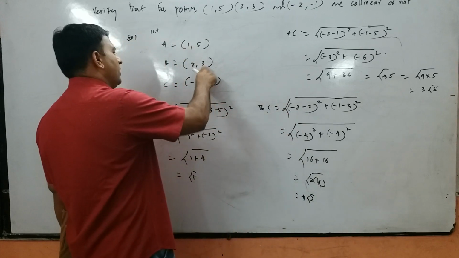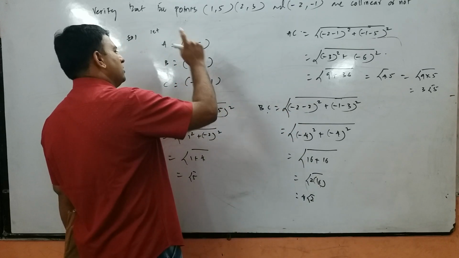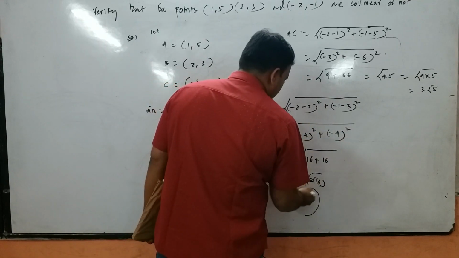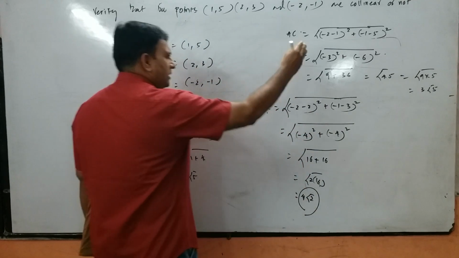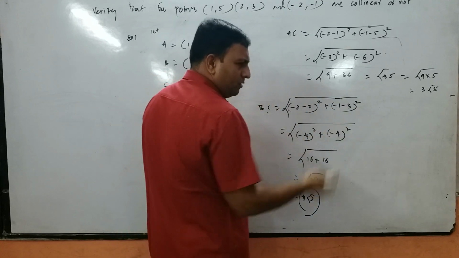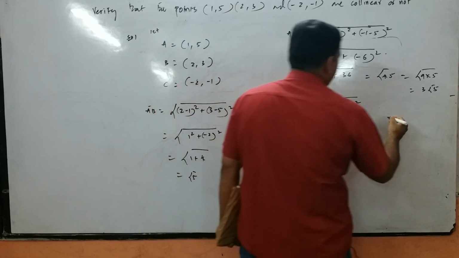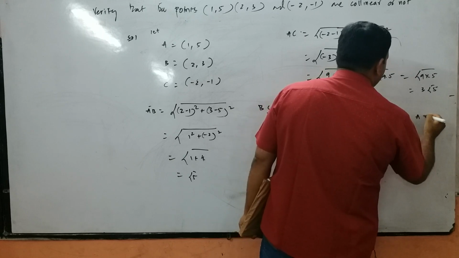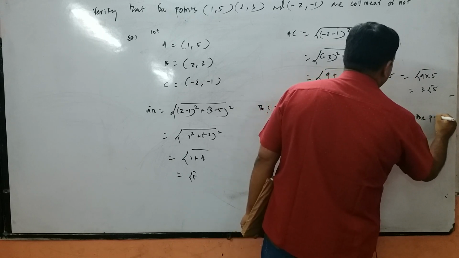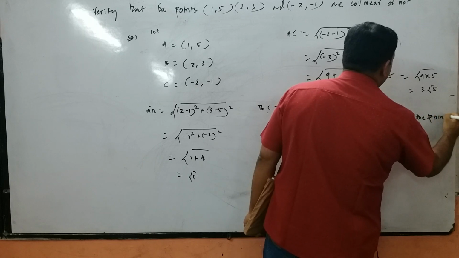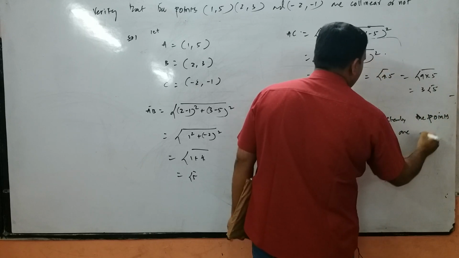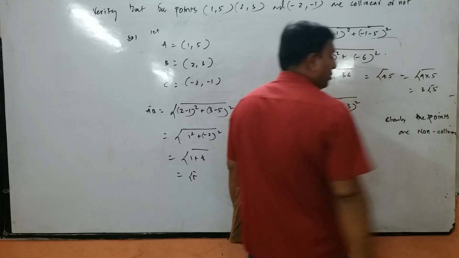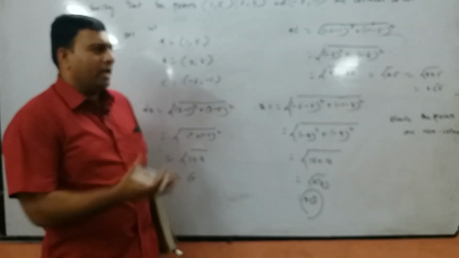You got 2 comma 3 minus 2, minus 1 minus 2 minus 2 whole square, minus 1 minus 3 whole square. And what is the distance you got? 4 root 2. Is this plus this equal to this? The linear combination will come? No. So I will say, clearly, the given points are non-collinear. Why? Because they do not satisfy the linear relationship.